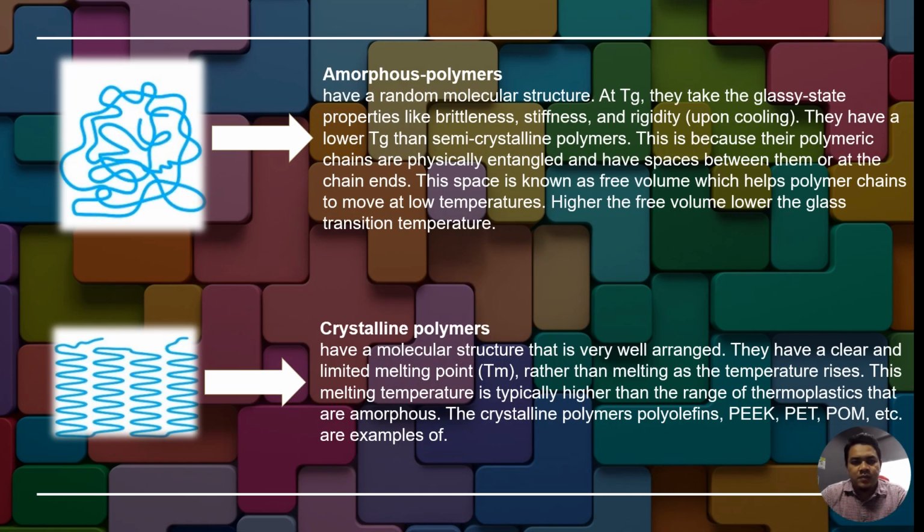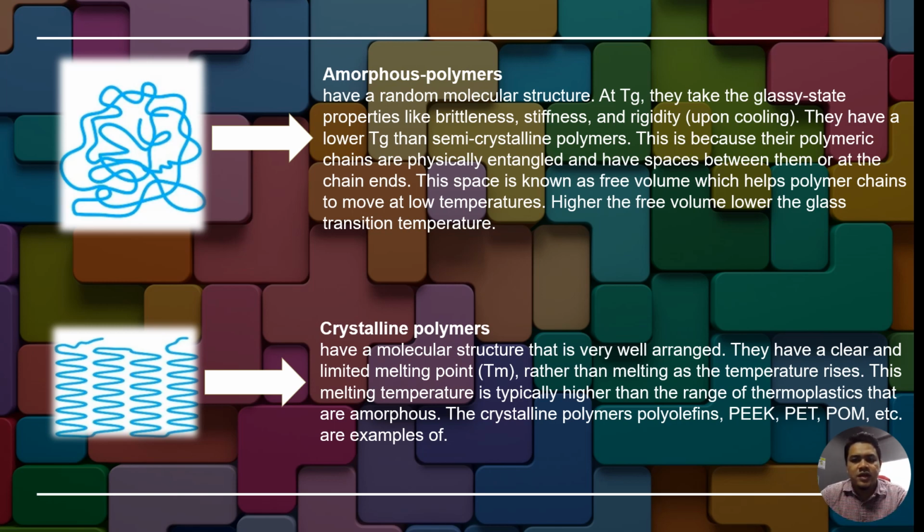Okay, let's see number one. Number one is amorphous polymers. Okay, amorphous polymers have a random molecular structure. At glass transition, they take the glassy stage properties like brittleness, stiffness, and rigidity upon cooling. They have a lower glass transition than semi-crystalline polymers.